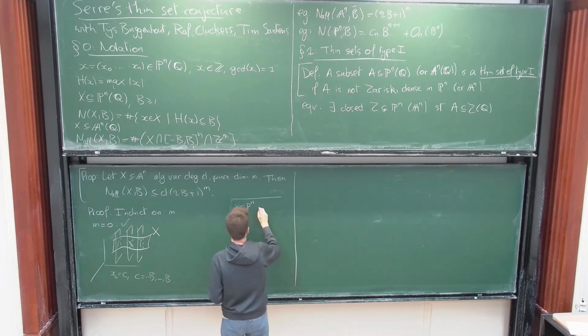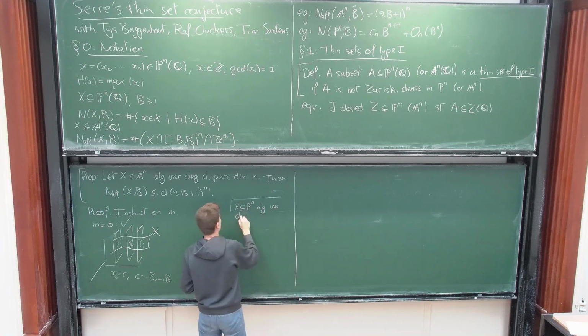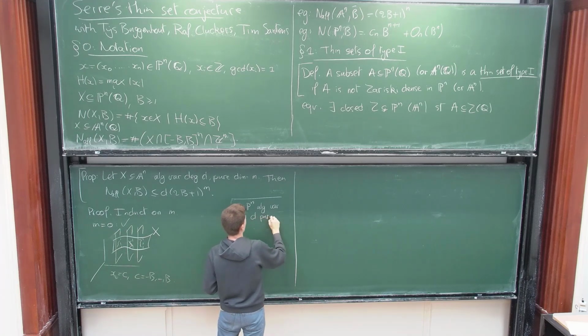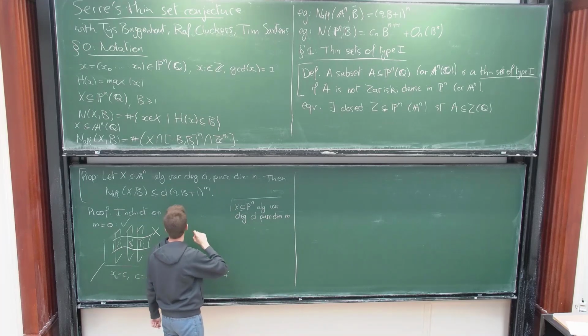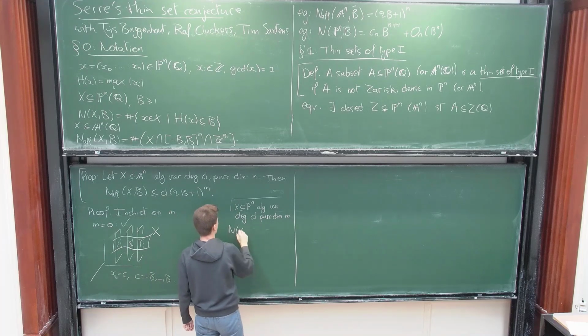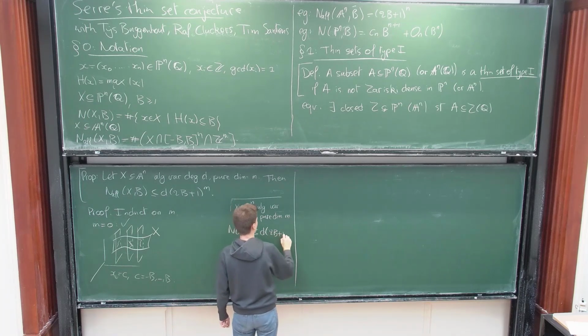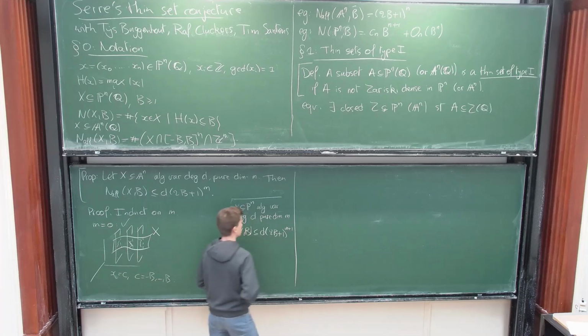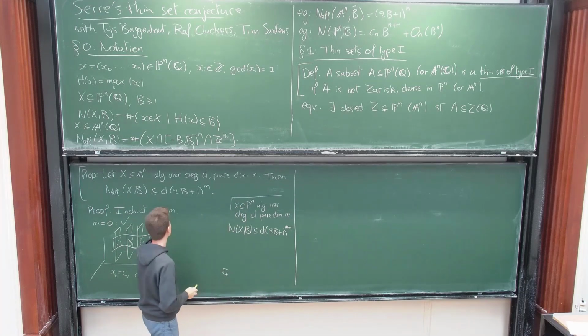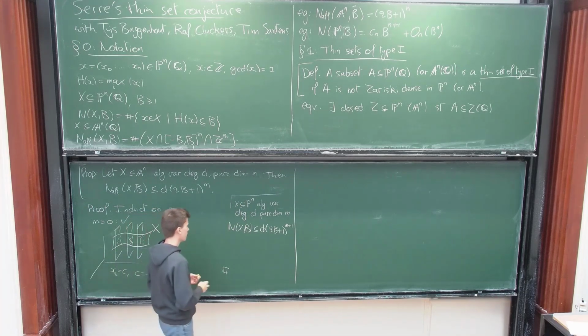So for a projective version, in this setup you have some pure dimensional projective variety of degree d. Then this N_X(B) is bounded by d times (2B plus 1) to the power m plus 1. So it's slightly bigger than here.